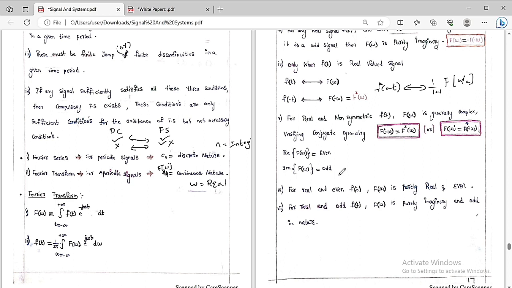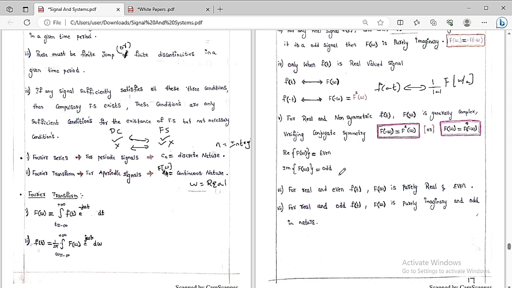The next point is, for real and even f of t, f of omega is purely real and even. So if f of t is a real signal as well as an even signal, then f of omega is purely real as well as even. Suppose f of t is real as well as even, then f of omega is purely real, and the real part is always even in nature. For a real and odd signal f of t, f of omega is purely imaginary and it is odd in nature. This point I have already told you many times.